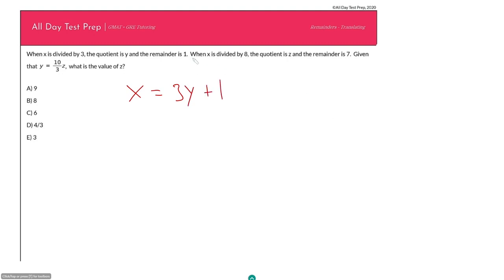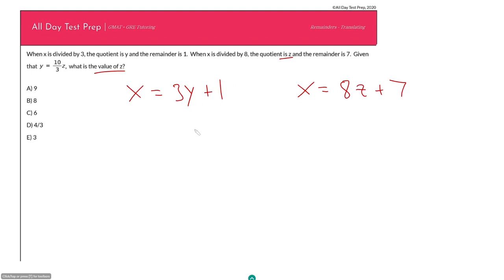And then we have a second equation here. When x is divided by 8, the quotient is z and the remainder is 7. And so this one is telling us that x is equal to 8 times our quotient z plus 7. So now we have two equations, both in terms of x, and therefore we should be able to set those equations equal to each other. In other words, if they're asking for z, then we have 3 variables to start out with, x, y, and z, and we only have 2 equations. And so we got to start cutting down our variables, because if we have 2 equations, you should only have 2 variables, at least if you want to solve for those variables.